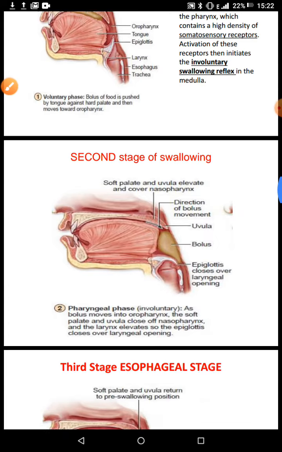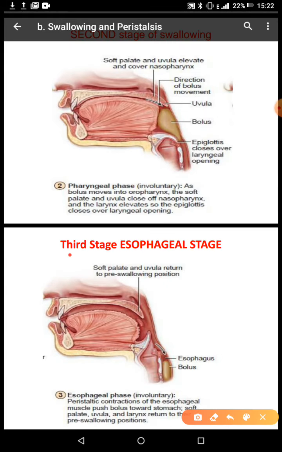And then we have the third stage of swallowing, which is called the esophageal stage. In the esophageal stage, as the name suggests, this is involuntary. There is peristaltic contraction of the esophageal muscles, which pushes the bolus towards the stomach. Soft palate, uvula, and larynx return to their pre-swallowing position.